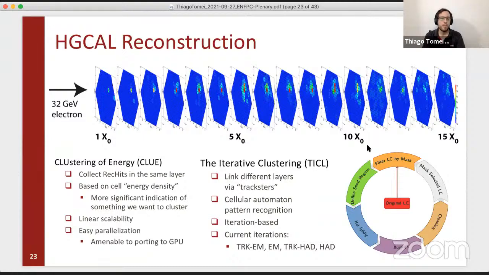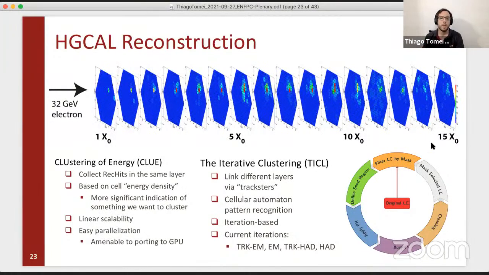First, we cluster the energy in one of the layers, collecting the hits, and this is based on the cell energy density, which is a complicated formula that I'm not going to go into. But the key thing is that this algorithm that we built is linear with the number of rec hits, and this is important because there are tens of thousands of rec hits in each layer, and it's extremely easy to parallelize. And it's important because then we would port this algorithm to GPUs.